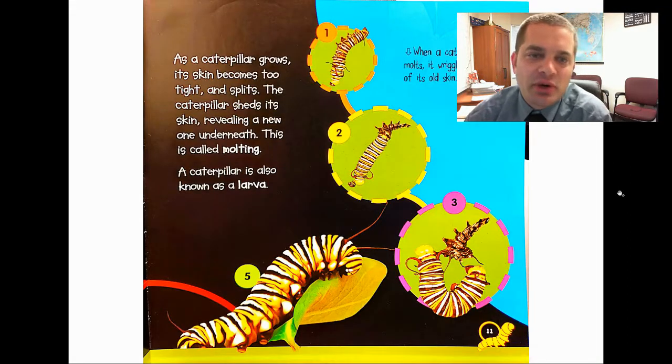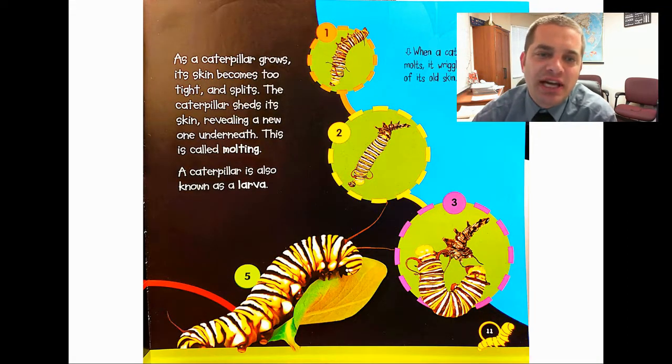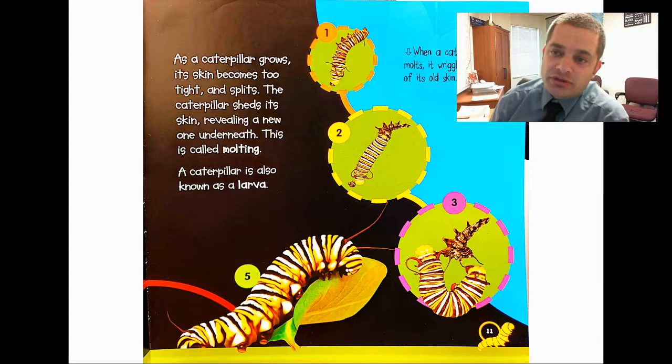As the caterpillar grows, its skin becomes too tight and splits. The caterpillar sheds its skin, revealing a new one underneath. This is called molting. A caterpillar is also known as a larva. When a caterpillar molts, it wiggles out of its old skin.